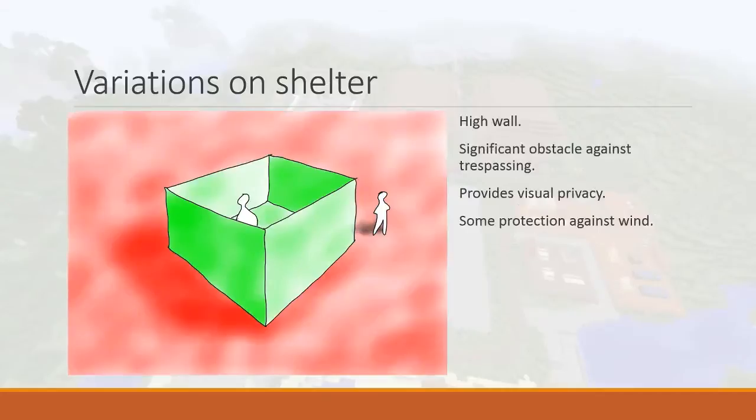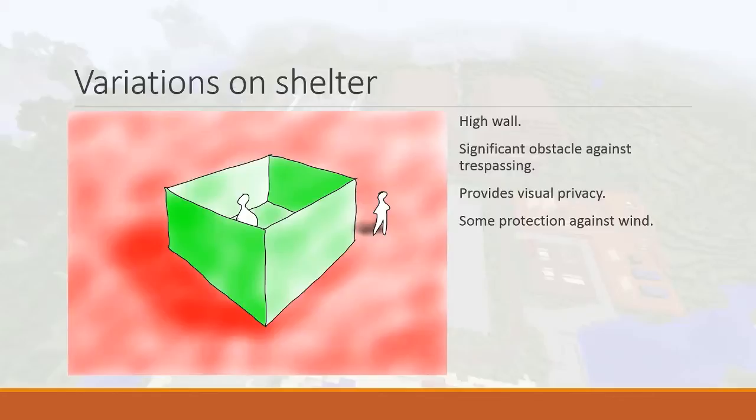So here we have a higher wall. Now we're starting to get actual shelter. Climbing over a high wall is quite difficult, although if you're determined, you can still do it. More importantly, you'll notice that now the guy on the outside can't actually see the guy on the inside because the wall is taller than him. So he can't see what's going on inside. It provides visual privacy.